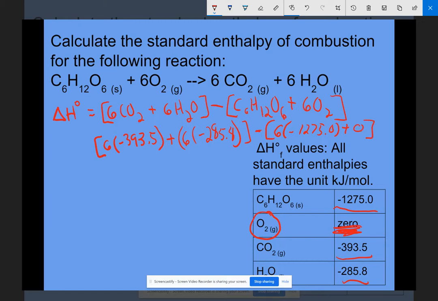So plug that into your calculator. Be very careful how you calculate. There's a lot of parentheses in there. And you should come up with the overall delta H for this reaction of negative 2800.8, and that's kilojoules per mole of reactant.